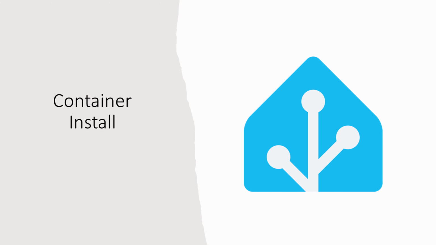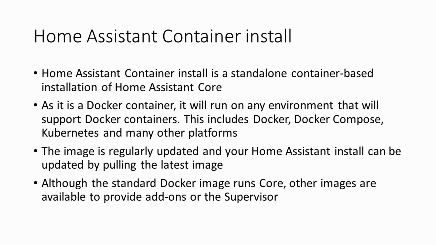Home Assistant Container install. Home Assistant Container install is a standalone container-based installation of Home Assistant Core. As it is a Docker container, it will run on any environment that will support Docker containers. This includes Docker, Docker Compose, Kubernetes, and many other platforms. The image is regularly updated and your Home Assistant install can be updated by pulling the latest image. Although the standard Docker image runs Core, other images are available to provide add-ons or the supervisor.